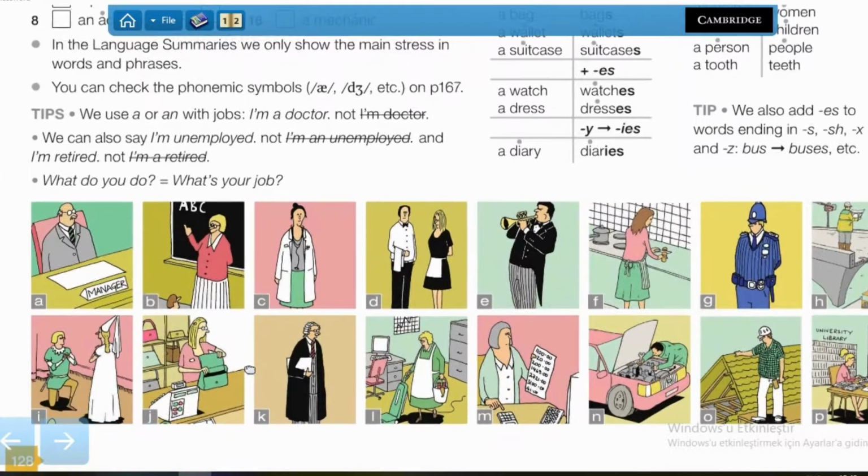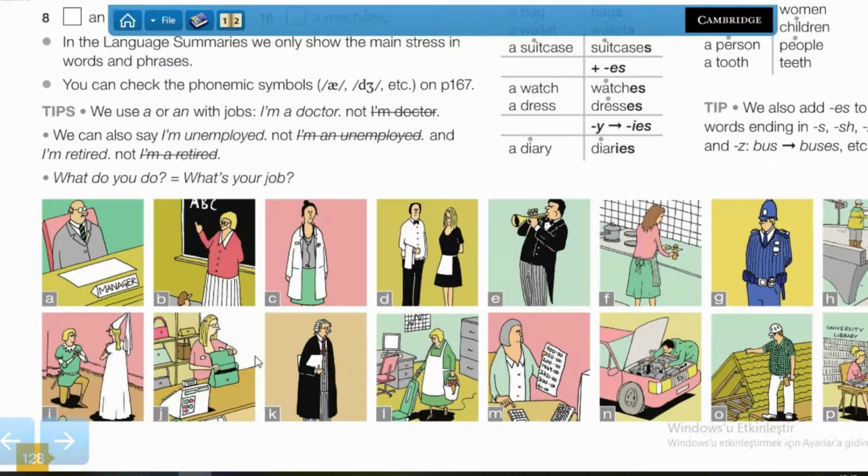Engineers design the houses. They do the design of the houses. The next picture here, what's his job? He's an actor. He plays in the theater or he plays in a movie. And what's her job? She's an actress.